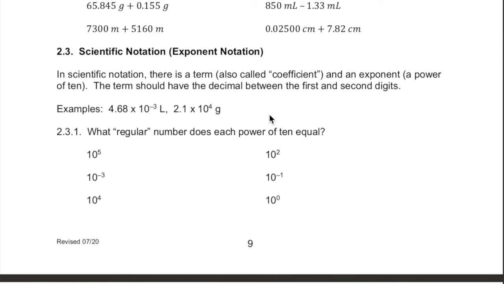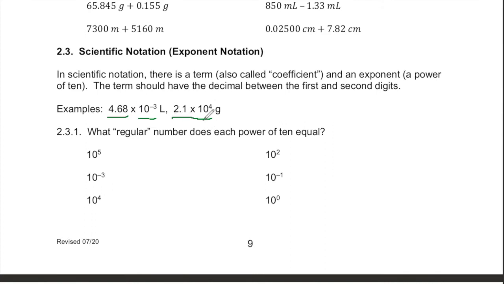I want to mention some scientific notation, especially regarding significant digits. In scientific notation, our numbers are expressed as a term, also called a coefficient, or a mantissa, or significand, and the base and the exponent. So we have a power of 10 in addition to this term. The term should be between 1 and 10, so there should be a decimal between the first and second digits. You should not write this as 46.8 or as 0.468. Those would not be correct.